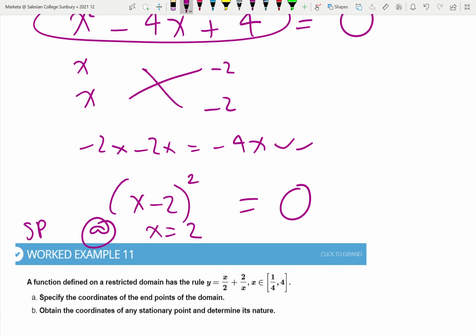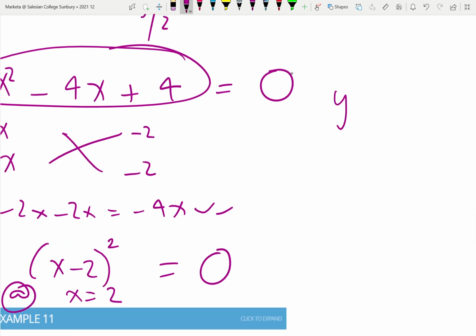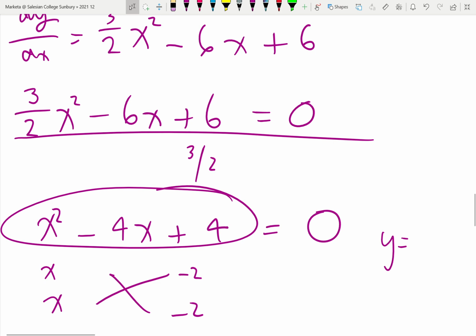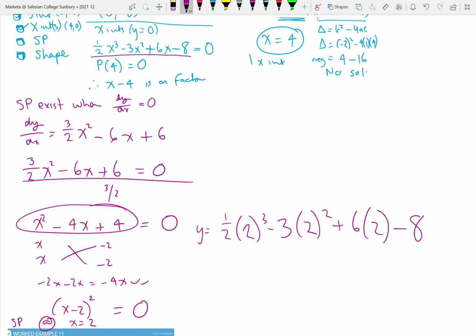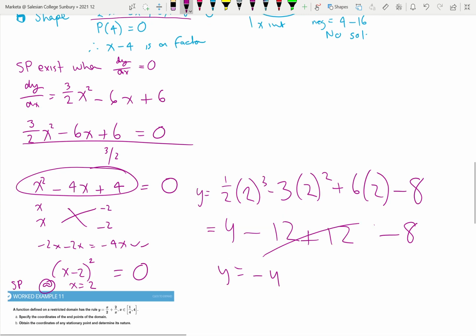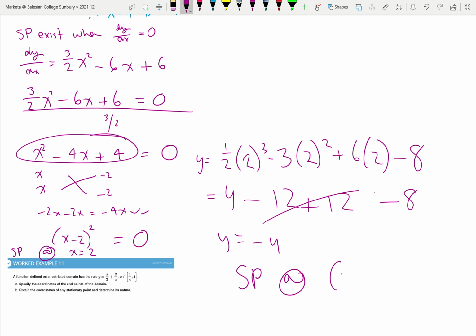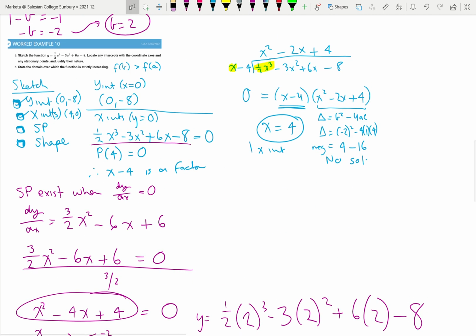So when x equals 2, we need to find the point. So what will y equal? So y equals, what is our equation? y equals half x cubed minus 3x squared plus 6x minus 8. So now we've got 8 on 2 is 4, minus 3 times 4 is 12, plus 12 minus 8. So that gives us negative 4. So our stationary point is at (2, -4). So let's pop that on.